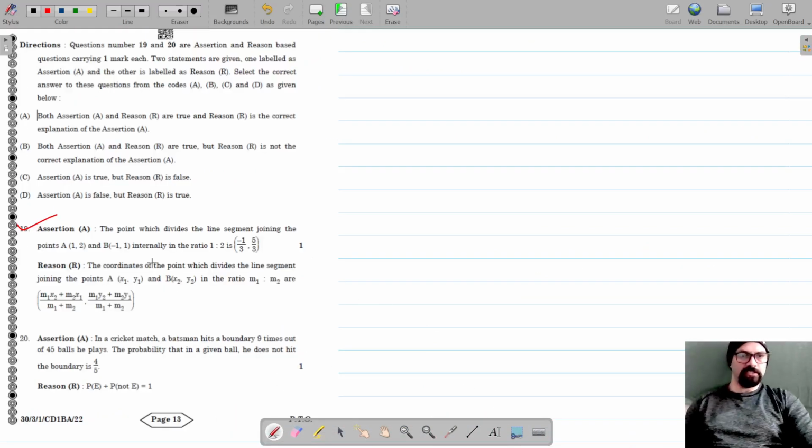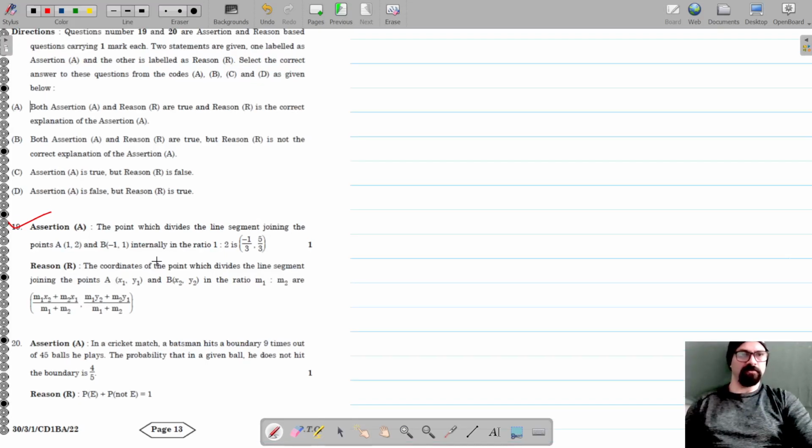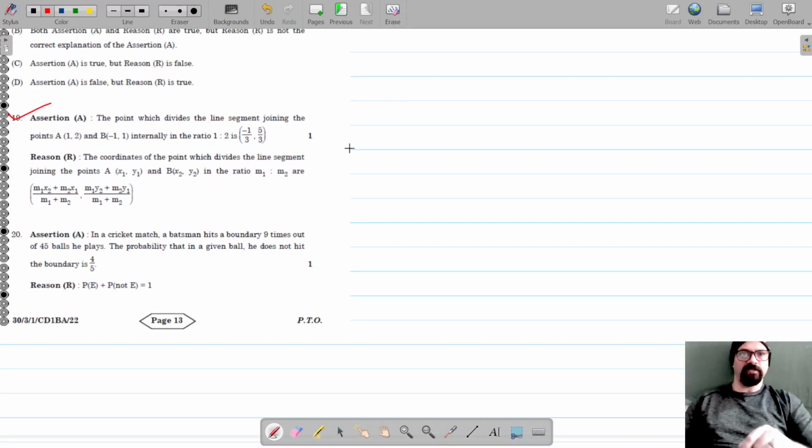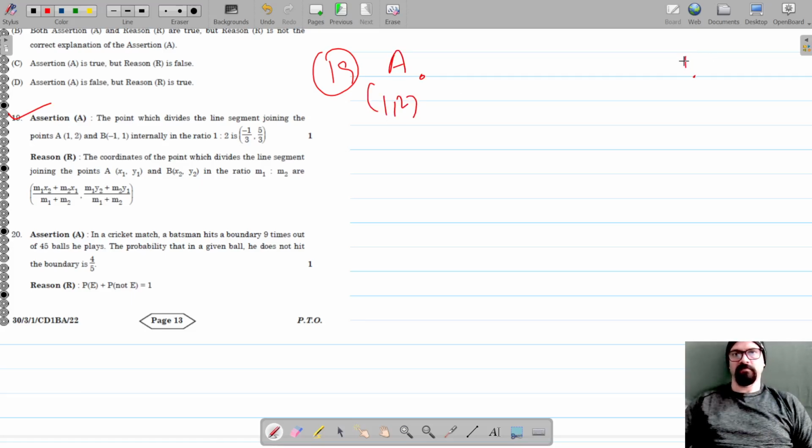Okay, for question number 19, it's the assertion and reasoning based. The point which divides a line segment joining the points internally in the ratio 1 is to 2. So let's say this is the point A, 1 comma 2, and point B is minus 1 comma 1, and both these are joined. Let's say the point P divides the join of A and B in the ratio 1 is to 2. We have to find the coordinates of P using the section formula.